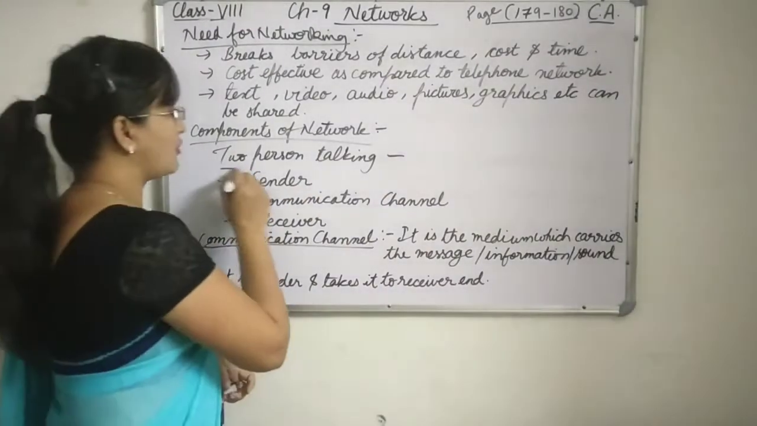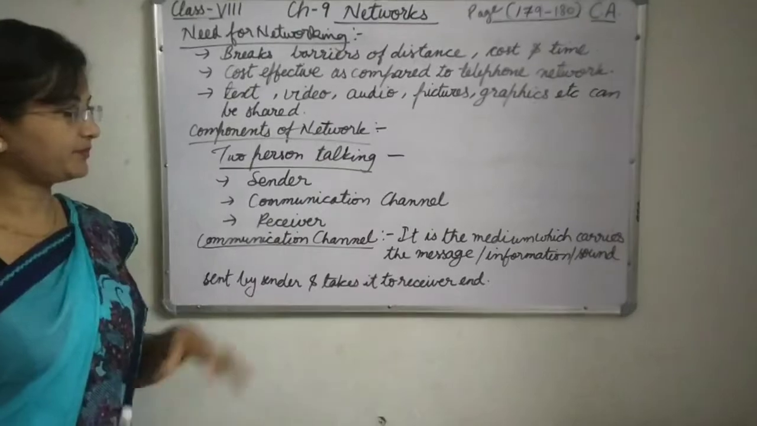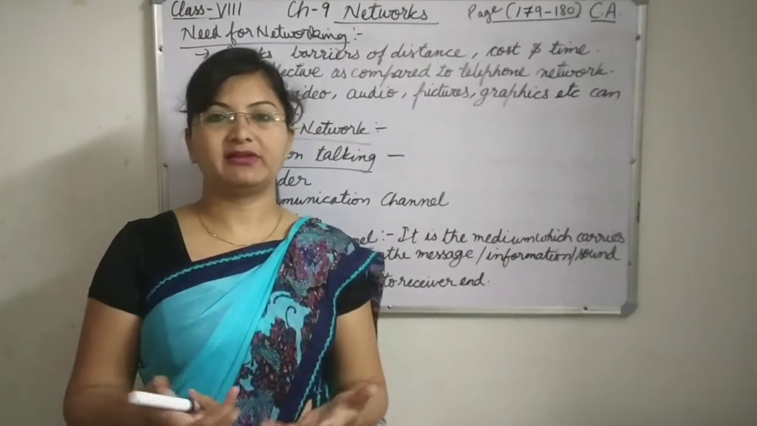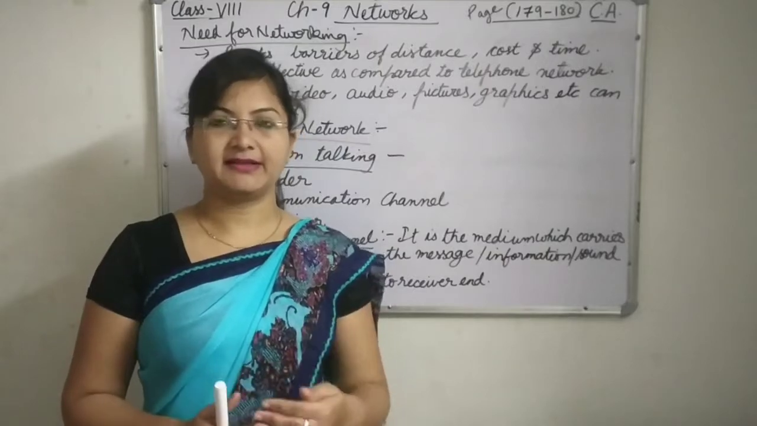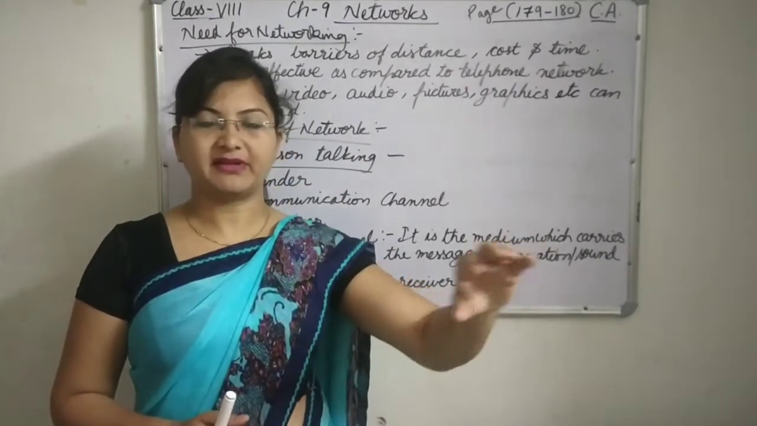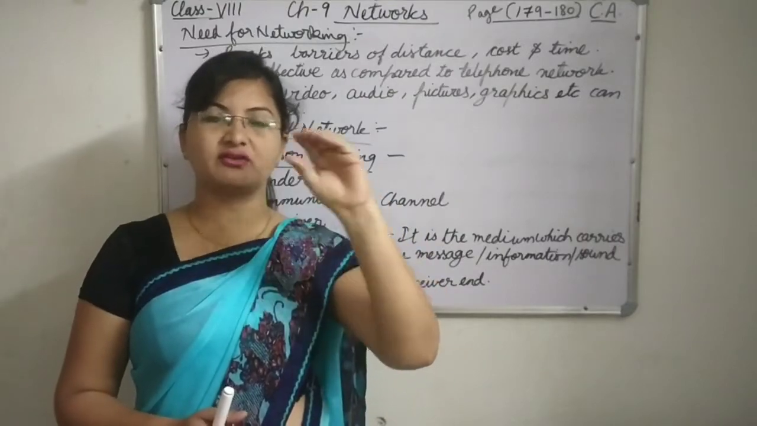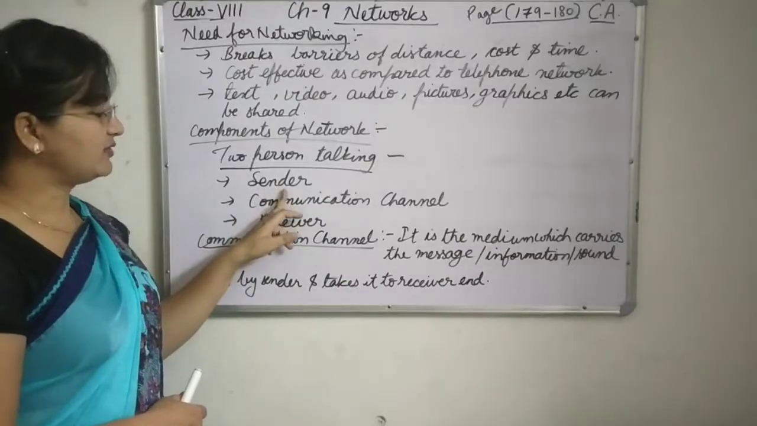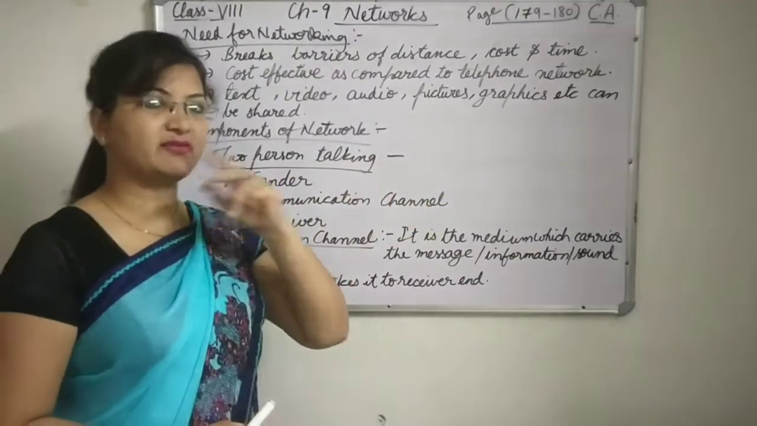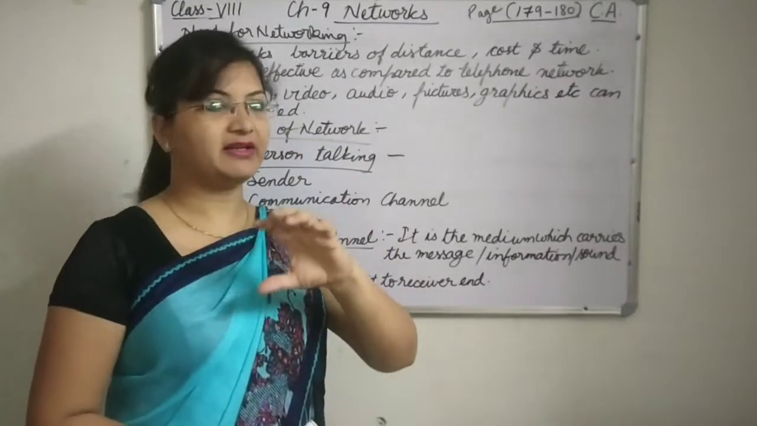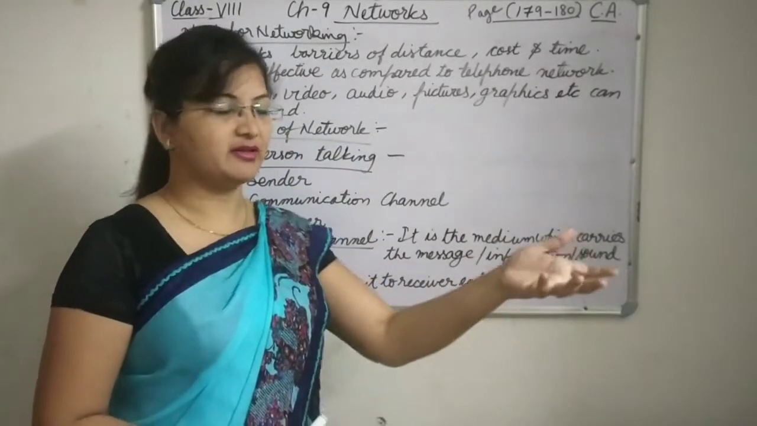Now students, components of network. First of all, we will talk about two persons talking. If one person says something, he will be the sender, and the communication channel, the medium that is taking the sender's voice to the receiver end, that will be the communication channel. So sender will say something. Communication channel we can say air. Air will take the message from sender to the receiver.